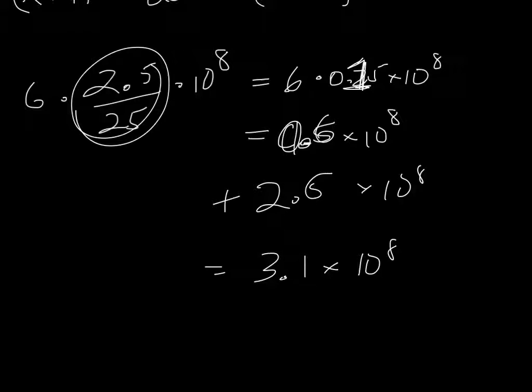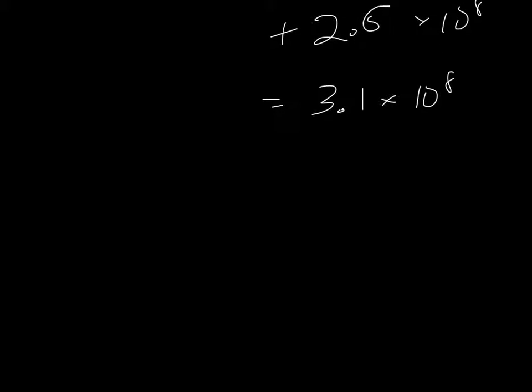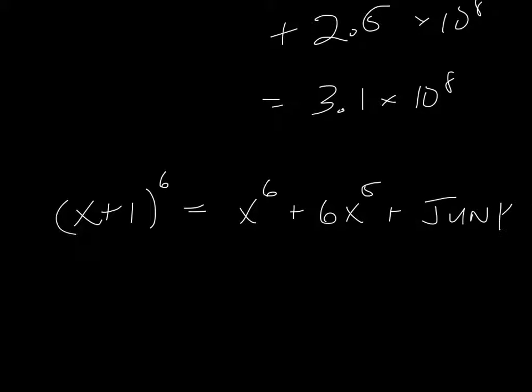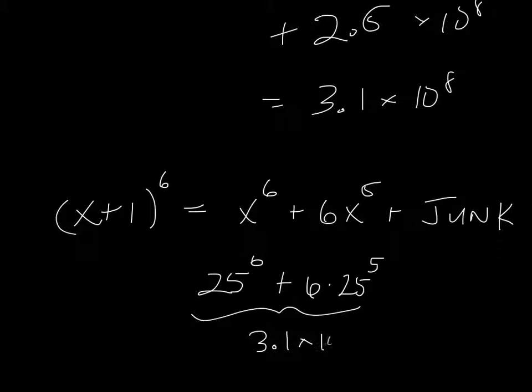So in other words, what I'm doing is I'm saying x plus 1 to the 6th is x to the 6th plus 6x to the 5th plus junk. The rest of the terms are too small to contribute that much. So we're saying 25 to the 6th plus 6 times 25 to the 5th. This turns out to be 3.1 times 10 to the 8th. Neither way is very good, but we can live with it.